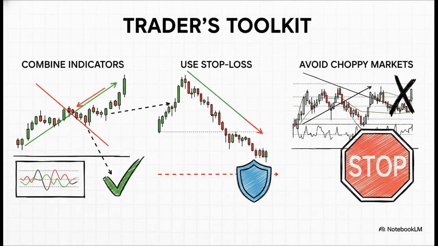So what can you do to improve your odds? Well, here are 3 quick tips. First, don't use this in a vacuum. Combine it with other indicators, maybe something like the RSI or MACD, to get extra confirmation. Second, and this is non-negotiable, always use a stop-loss order to manage your risk. And third, learn to recognize the environments where these strategies just don't work well, like in choppy, sideways markets, and just have the discipline to stay on the sidelines.